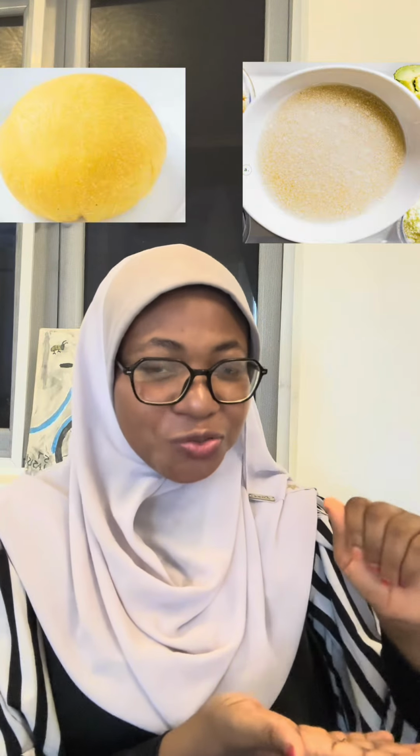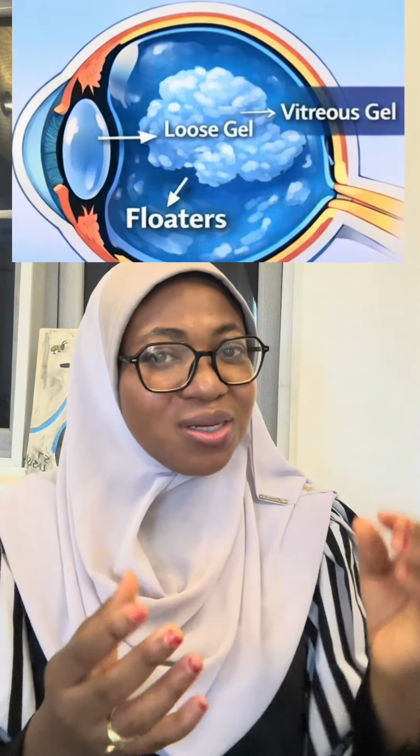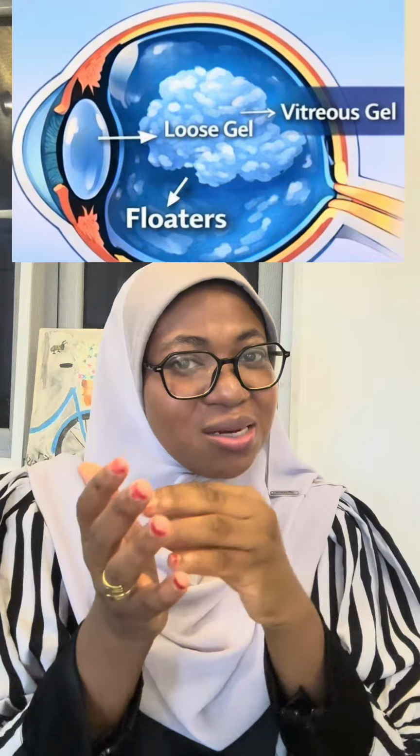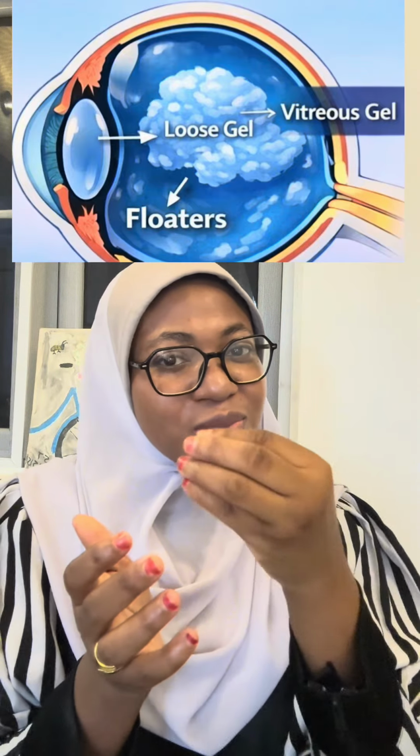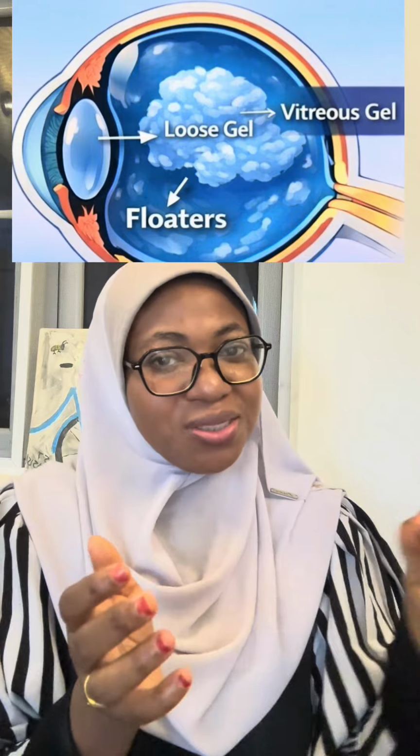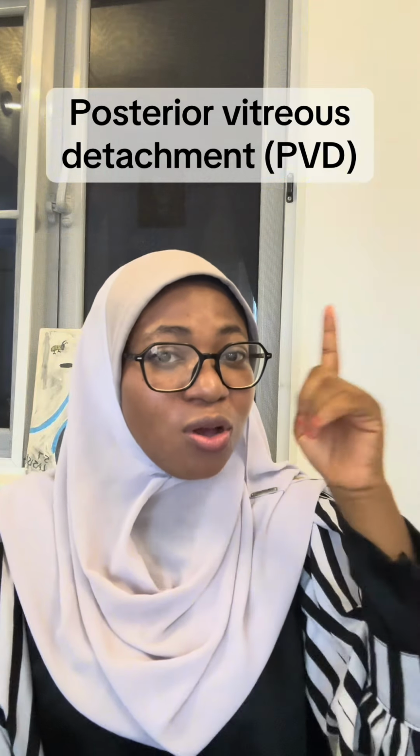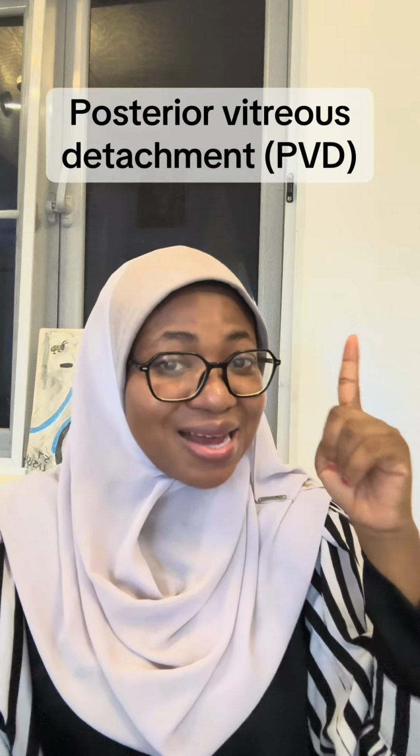As we grow older, the gel begins to loosen, so it turns gradually from eba into gari, the gari that we drink. So it loosens up and becomes that. Not all of it, but some parts of it. And when some parts of it turn into gari, what will happen? They will separate from the remaining thick eba. You know, when something is watery, it begins to separate, and that separation is what we call posterior vitreous detachment.